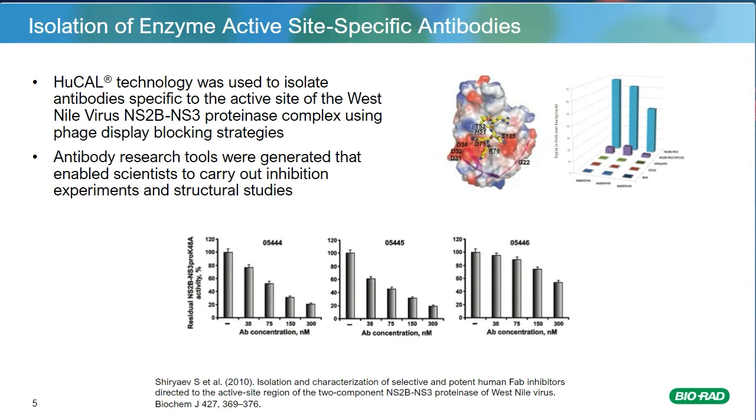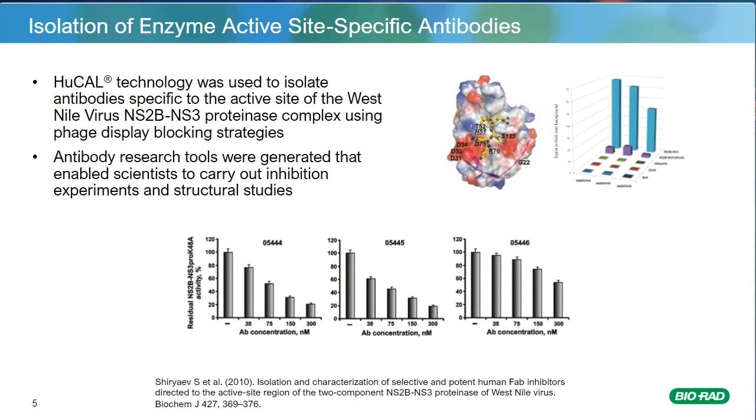It may be that the binding specificity is important to you, but you may also require antibodies that perform a function, such as the generation of inhibitory antibodies. Here we have an example of where we use the same guided selection strategy to generate antibodies for exactly that purpose. The HuCal library and phage display technology was used to isolate antibodies which were specific to the active site of the West Nile virus proteinase. The wild-type protein was used as our antigen, whereas a mutant version was used as the blocking, closely related antigen.